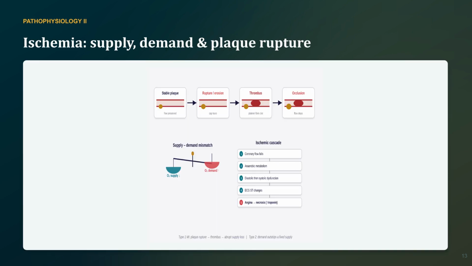Ischemia is fundamentally a balance of supply and demand. In a type 1 MI, a plaque ruptures, causing a thrombus that obstructs blood flow. Alternatively, a supply-demand mismatch can occur even without a plaque rupture, triggered by factors like tachycardia or anemia, eventually leading to myocardial injury and elevated troponin.